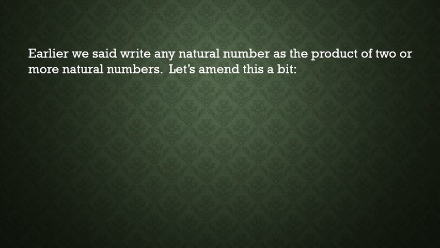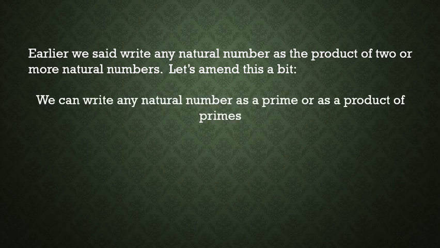So earlier we said we can write any natural number as the product of 2 or more natural numbers. Now that we know the definition of a prime number, we're going to change that statement just a little bit. Here's what we're going to change it to. We can write any natural number as a prime number or as a product of prime numbers. And this is actually a really basic yet important theorem in the world of mathematics. It's called the fundamental theorem of arithmetic.